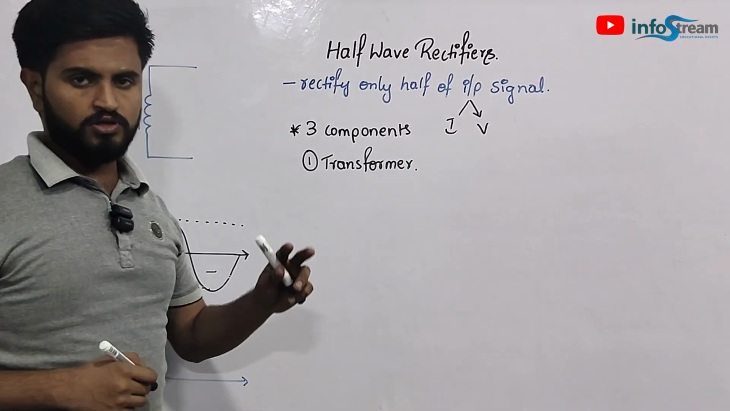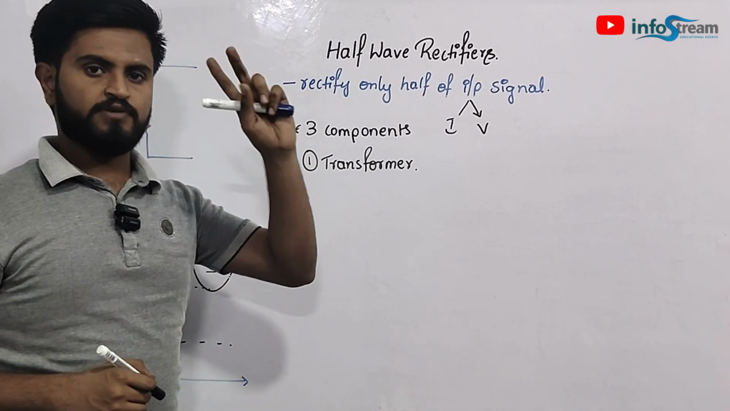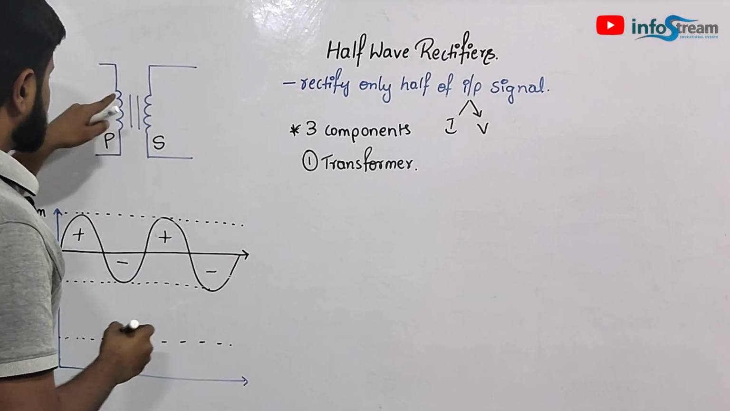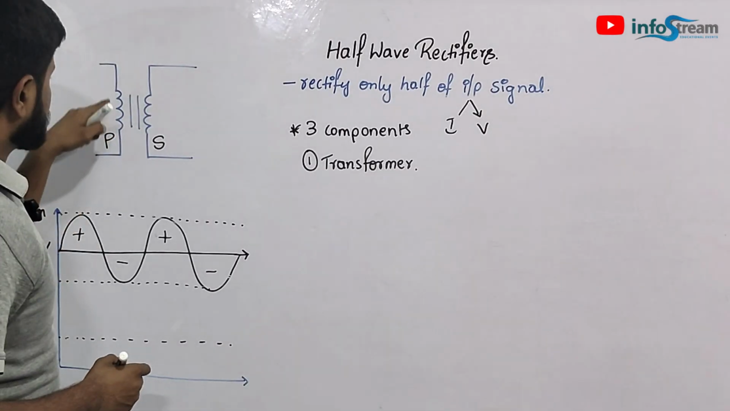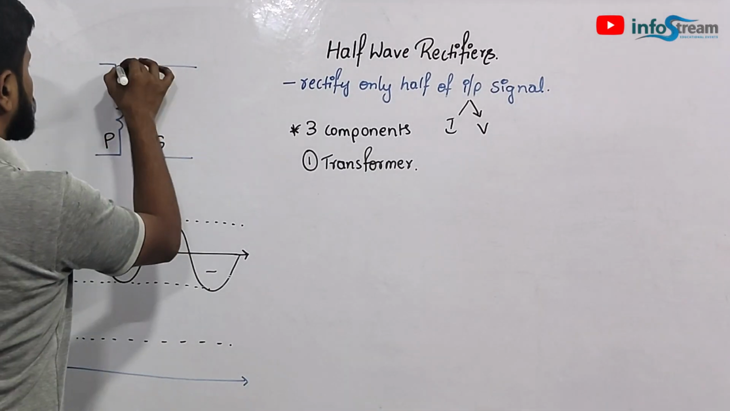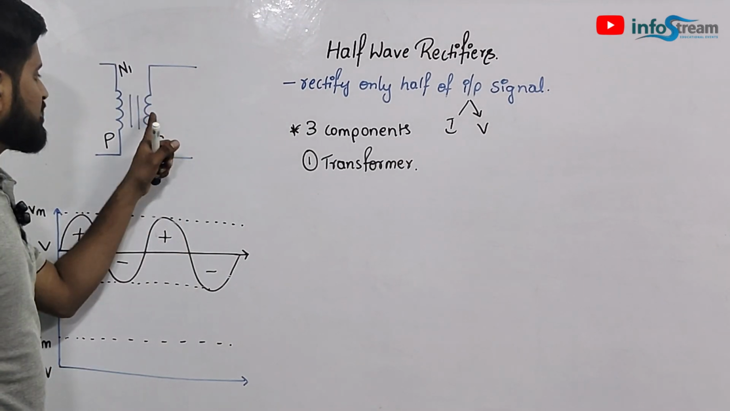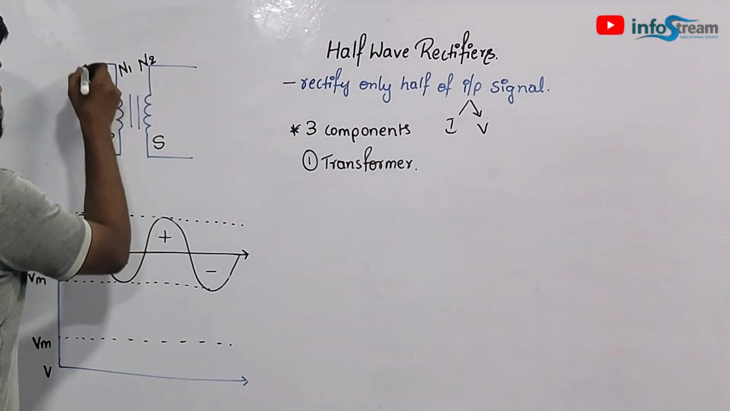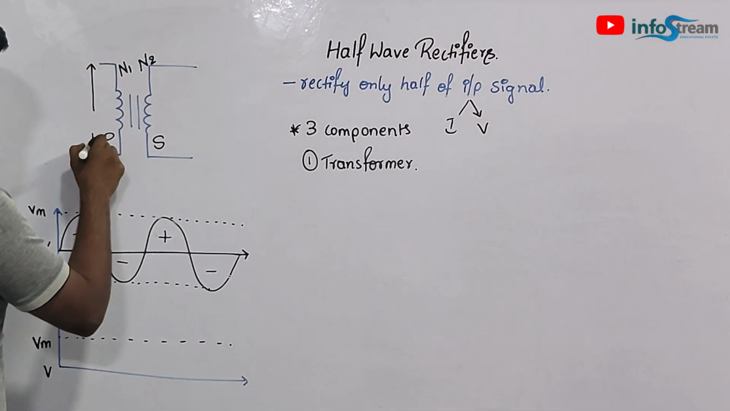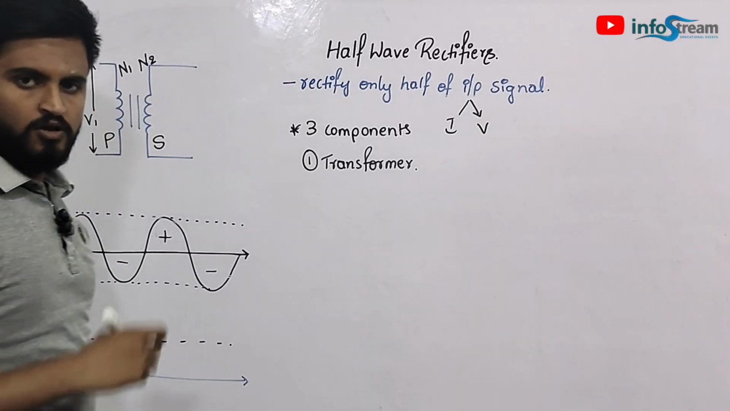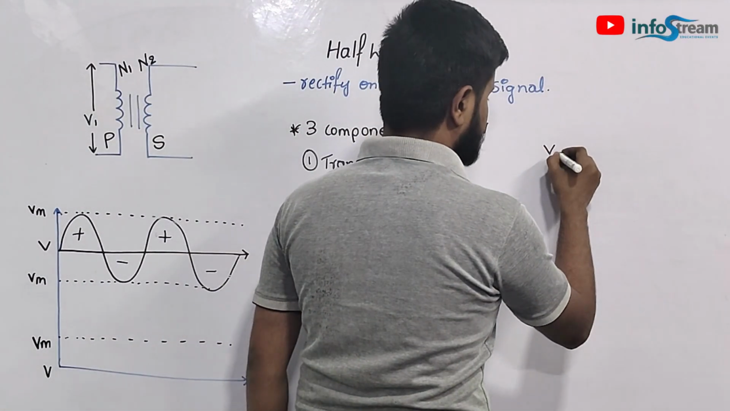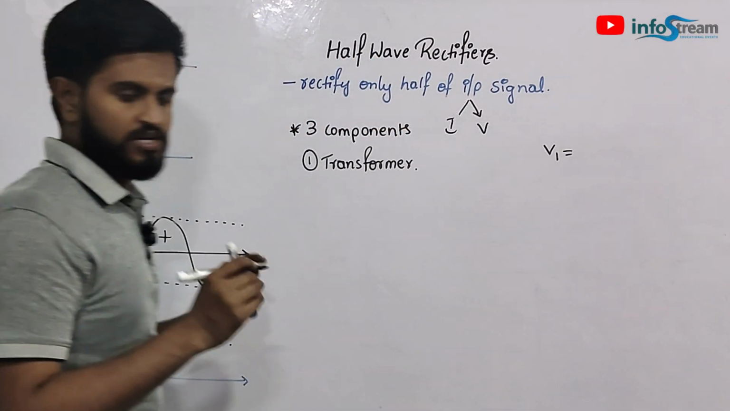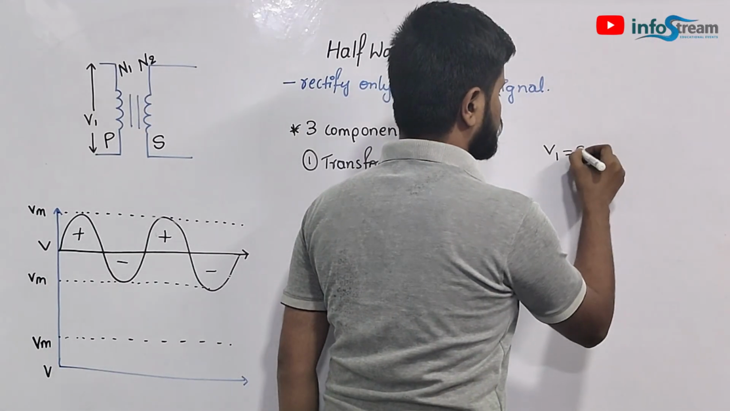In the transformer we have two coils, the primary coil and the secondary coil. The number of turns in the primary coil I will call N1, and the number of turns in the secondary coil I will call N2. The voltage across the primary coil I will call V1, which is the source voltage.